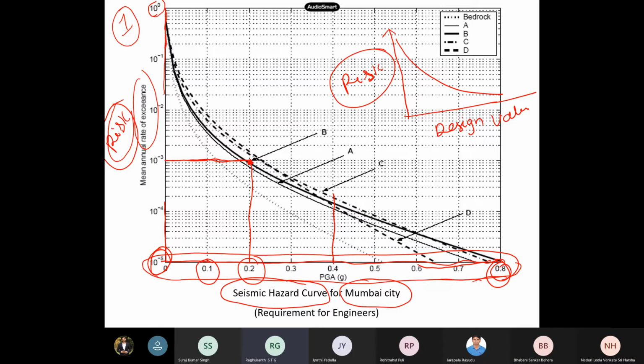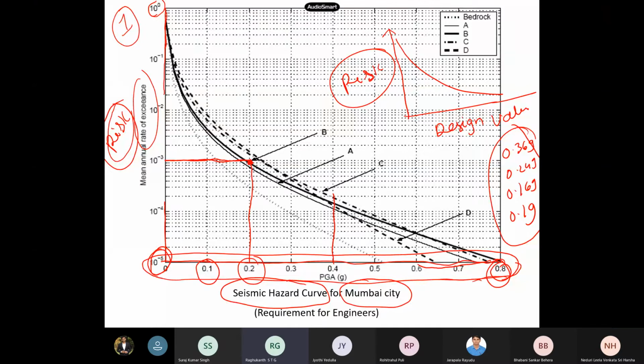Now what's the advantage when you compare to IS code? If it is in zone 4 or zone 5, they give the design value as 0.36G, 0.24G, 0.16 and 0.1G, like that. You see, the current IS code gives you this. Now if you design as per IS code, how much risk are you taking? Does the code provide you the risk level? No, sir. If you ask the question, are you safe if you design as per IS code? We don't know. It is very tough actually with IS 1893, because you don't know what risk you are taking.